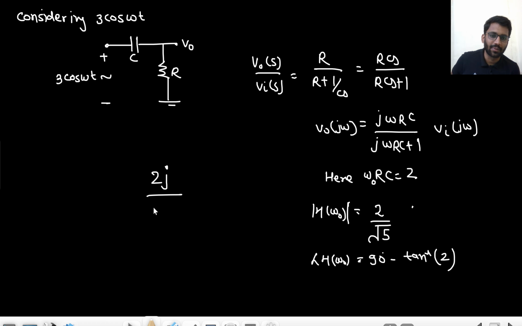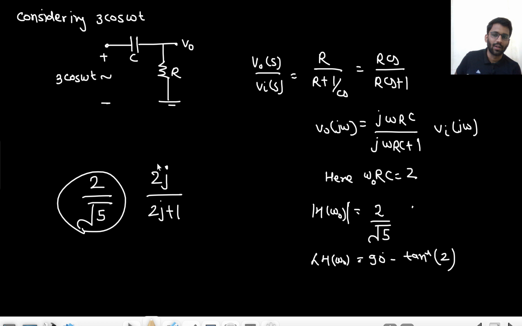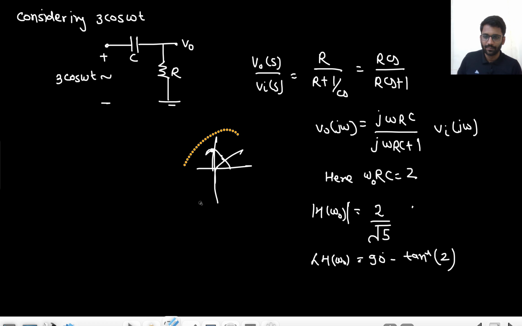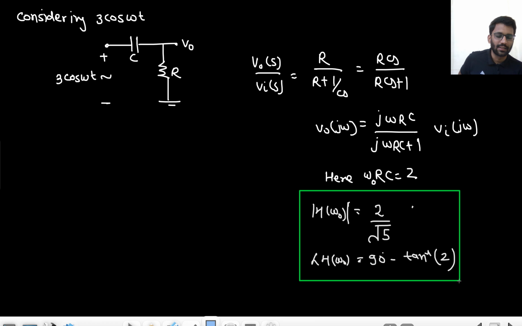What is the expression? This is the expression, right? So what is the magnitude? Upper one 2, lower one 2 square, that will be 4, 4 plus 1, 5, 2 by root 5. That is the magnitude. How will you write the angle? 2j means somewhere here. That means it is 90 degree. 90 degree minus, what is the angle of this? That means tan inverse 2. Got it? So this is the angle. Okay. These are the things I have.